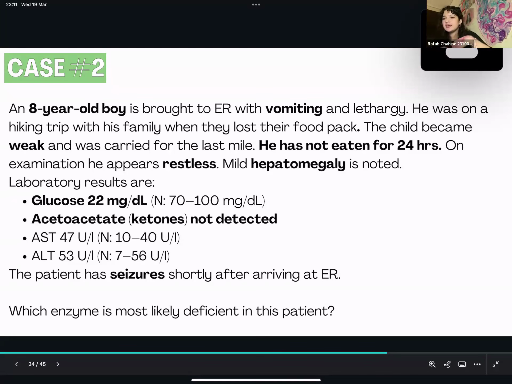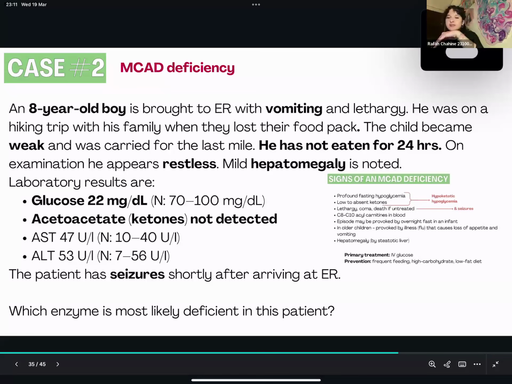He is weak and he has been vomiting and has been fasting. He hasn't eaten for the past 24 hours. He has mild hepatomegaly that is noted. This case is exactly why I mentioned hepatomegaly in the slide, although it wasn't in your lecture. And this patient has seizures shortly after arriving at the ER. And I said previously that the reason that he has seizures is because of neuroglycopenia, or the lack of glucose in the brain to support the brain. And that's pretty much for these cases.